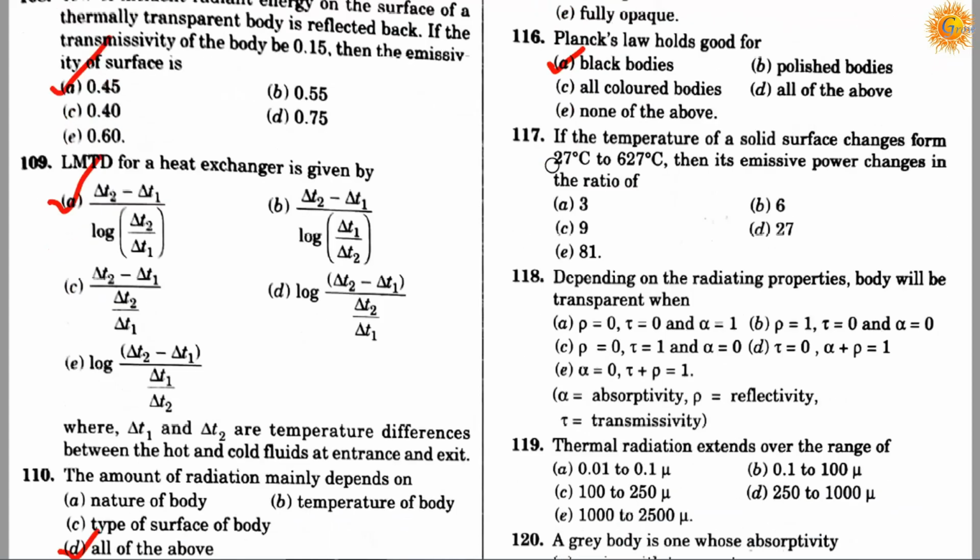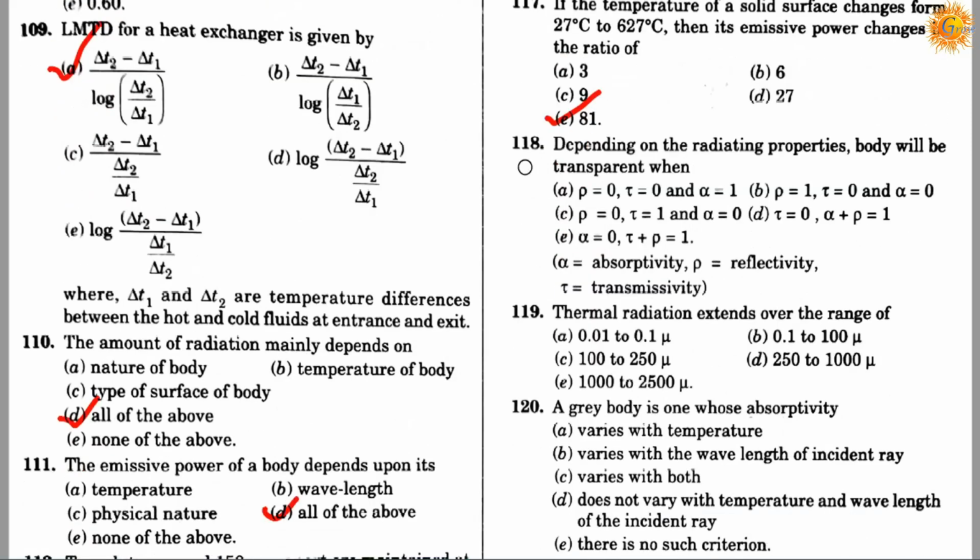Question number 117. If the temperature of a solid surface changes from 27 degrees centigrade to 627 degrees centigrade, then its emissive power changes in the ratio of option A, 3, option B, 6, option C, 9, option D, 27, option E, 81. So correct answer is E, it will be 81.